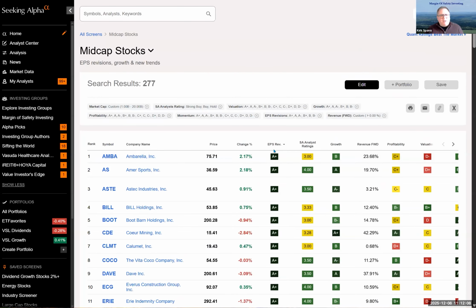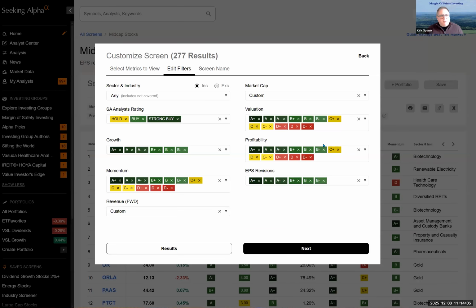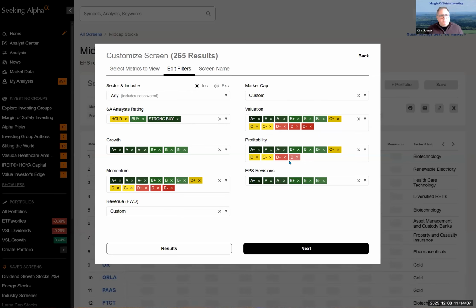I'm a pretty big fan of what it spits out, but 277 companies, right? That's an awful lot. So as we go through here, we can screen this different ways. We can tighten it up. I definitely would stick with the very positive earnings revisions. I think that we can go to the profitability and probably take out these D's, right?